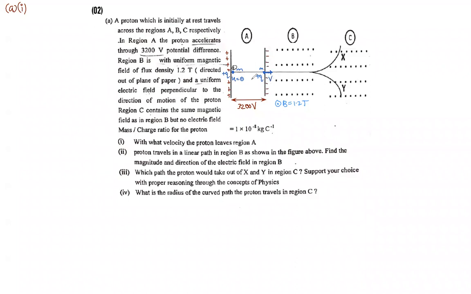Now, there are two ways of finding, for proton, the kinetic energy gained by proton. Kinetic energy gained by proton is equal to the work done on the proton by the electric field. All right.